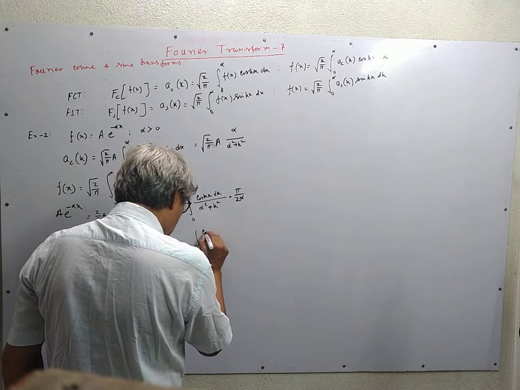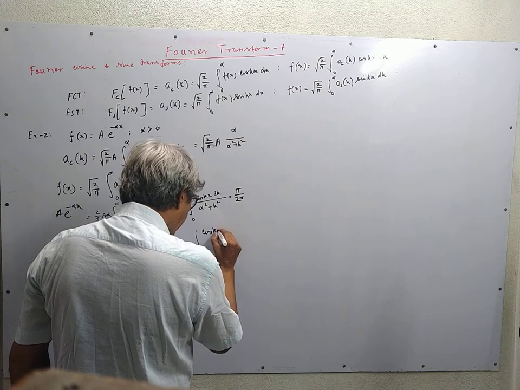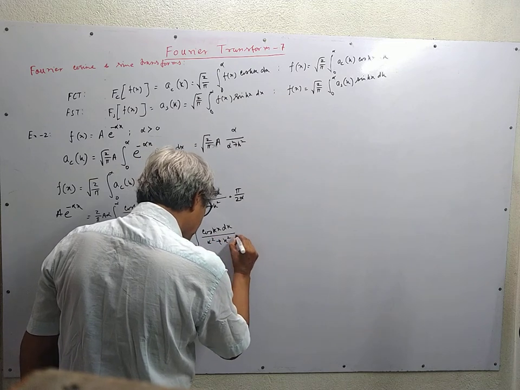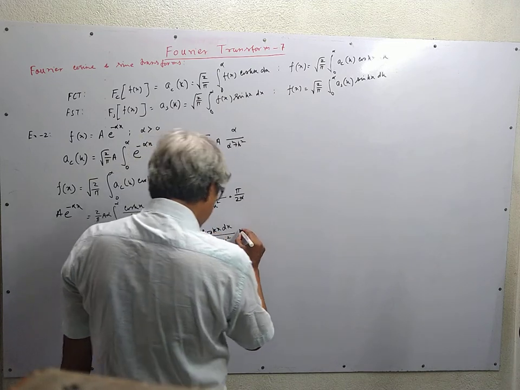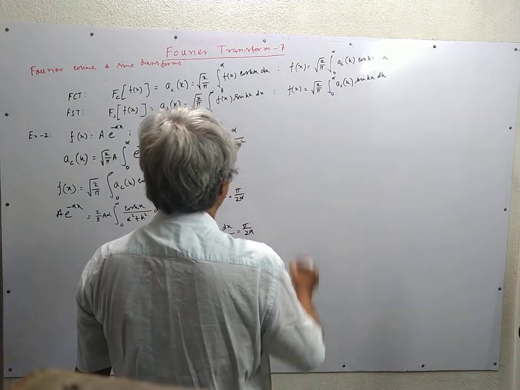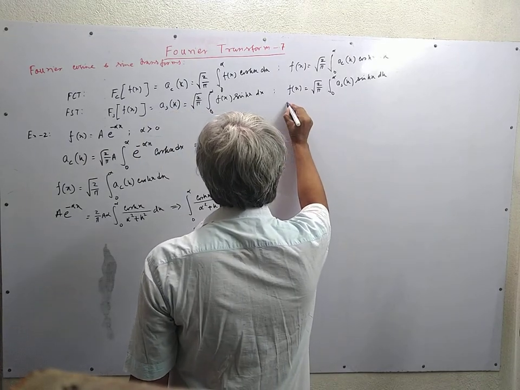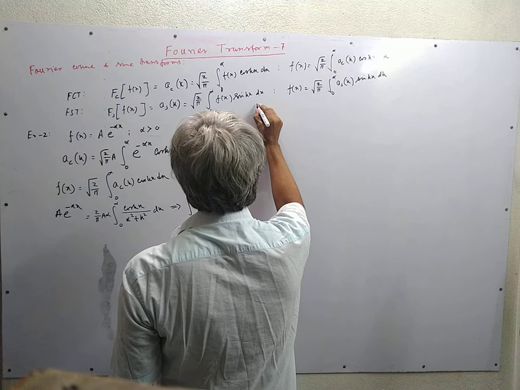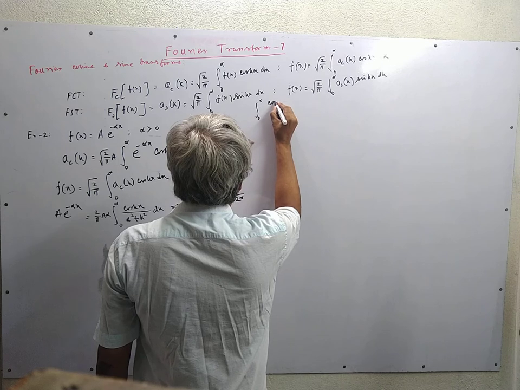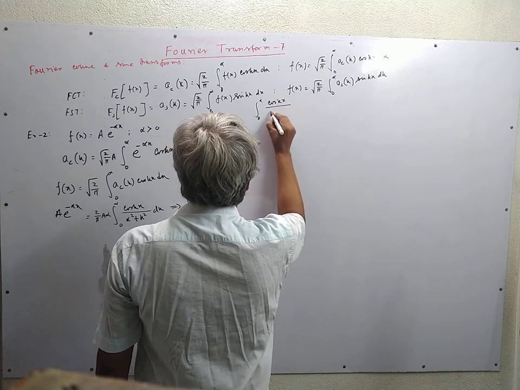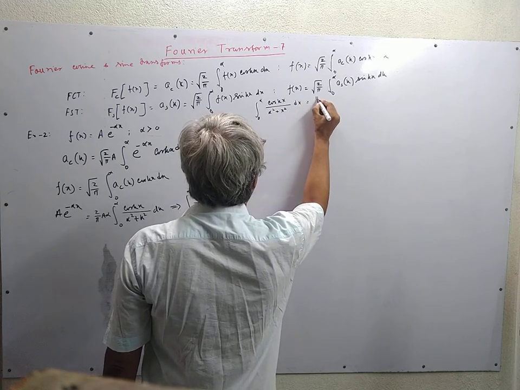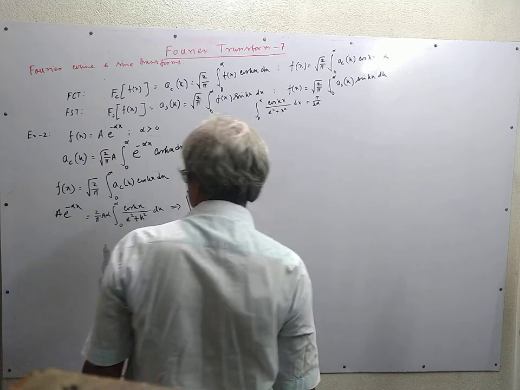An important result, if we write it in terms of x, the result is the integral of cos kx dx over alpha square plus x square from 0 to infinity is equal to pi by 2 alpha e to the power minus alpha k. It is an important relation, and we will require it, so we preserve it: 0 to infinity cos kx over alpha square plus x square dx is equal to pi by 2 alpha.